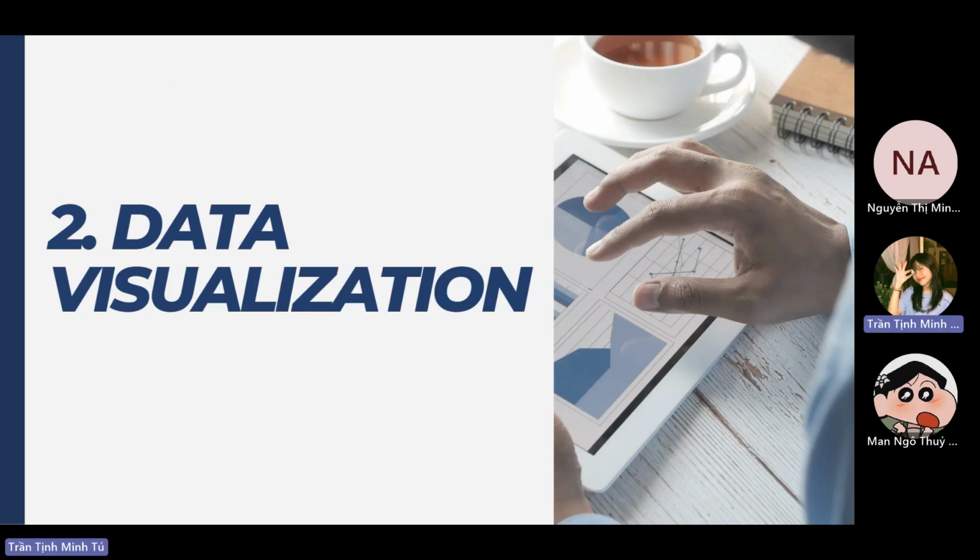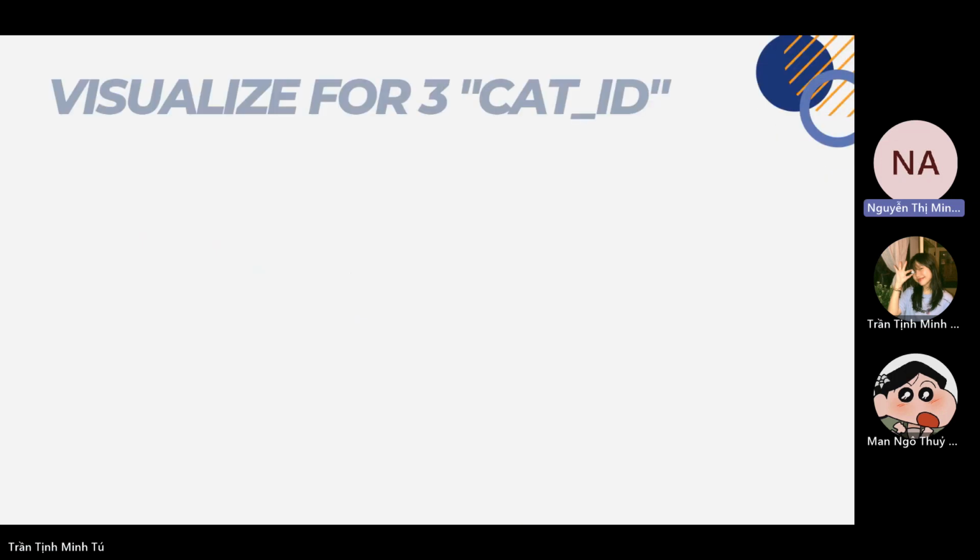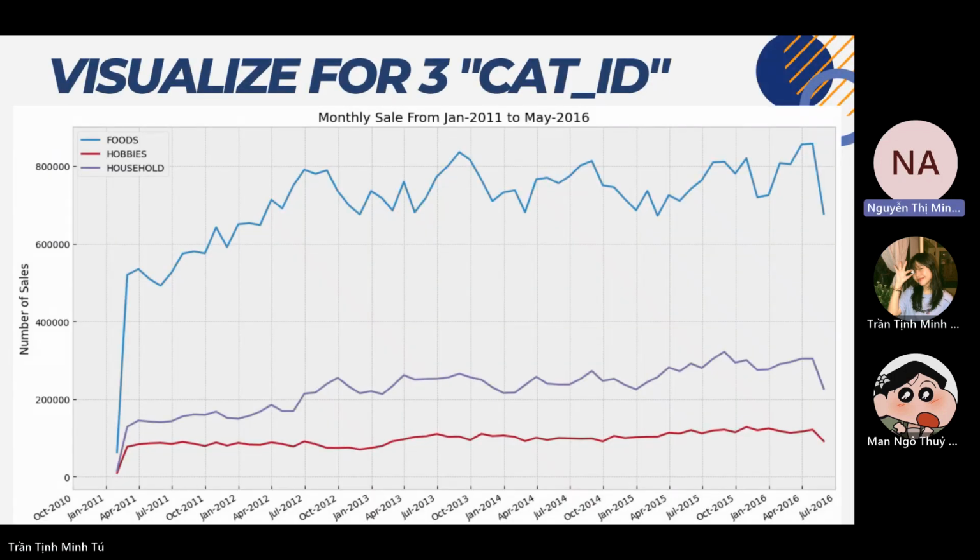About the data visualization, Minh Anh will present. Okay. Firstly, we visualize 3 categories: food, hobby, and household. By that, we can see that the number of sales of hobby and household is similar. Besides, the food sales show a lot of growth and stability. So we choose food to train the model.